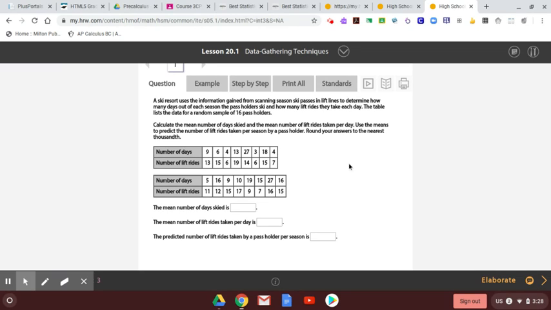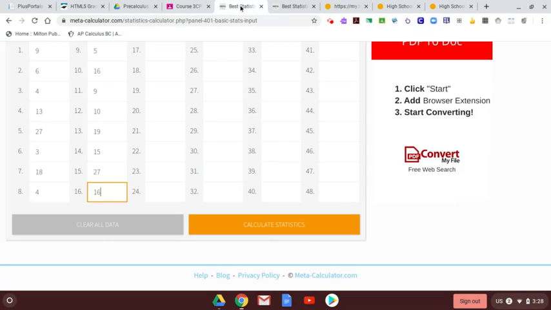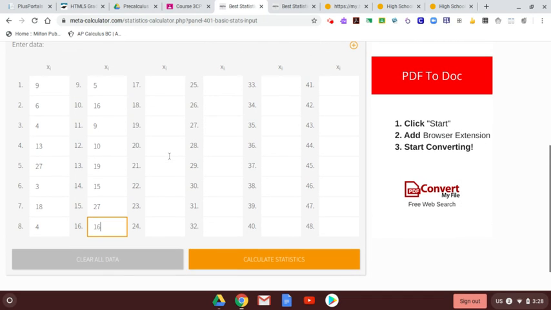So these are both numerical pieces of data, because these are numbers, the number of days skied and the number of lift rides. If you were looking at the types of skis that the skiers ski on, that would be categorical. But these are both numerical. So I'm going to show you how to compute the means here if you want to use the statistics calculator that I put on Google Classroom. I've already uploaded the values here, so you don't have to see me type them in.